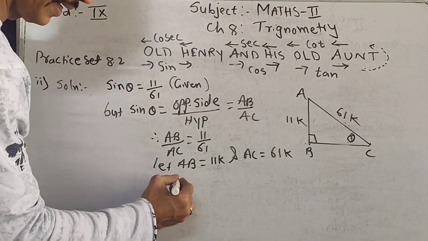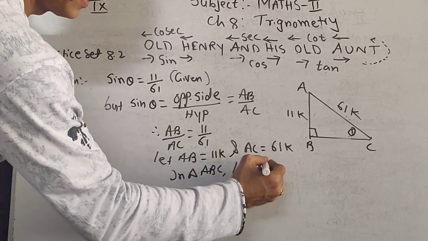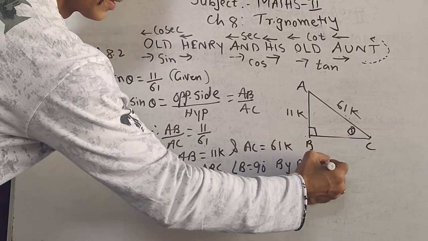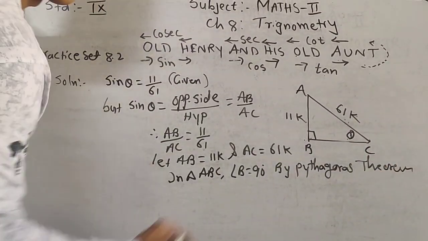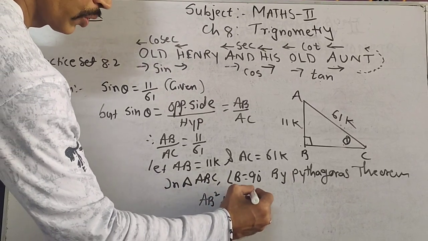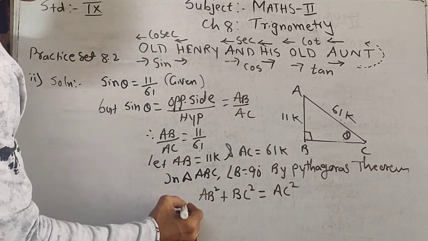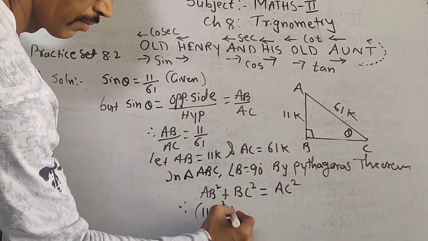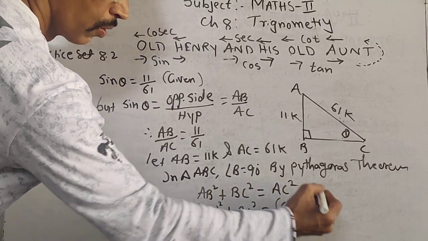Okay, in triangle ABC, angle B is 90 degree. By Pythagoras theorem, AB square plus BC square is equal to AC square. Therefore AB is 11K, so I am writing 11K the whole square, plus BC, don't know, and AC is 61K, so 61K the whole square.